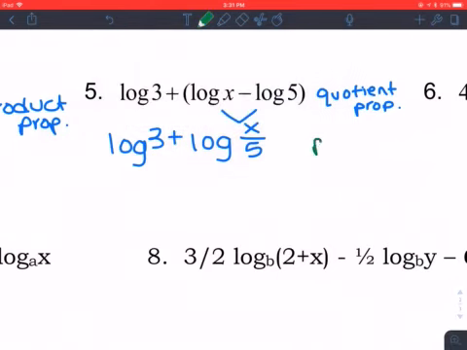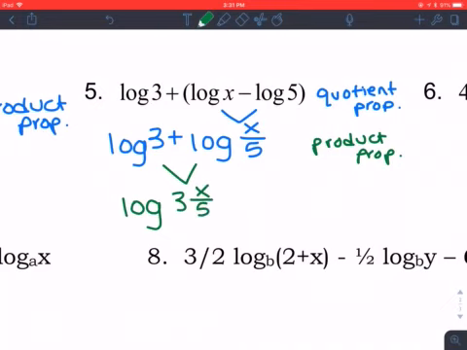So then we're going to use our product property to combine these two logs. If it's addition, we're going to multiply our arguments. So 3 times x over 5, or just log of 3x over 5.